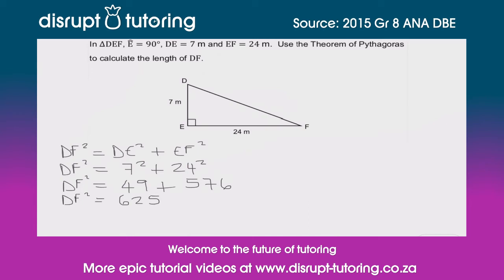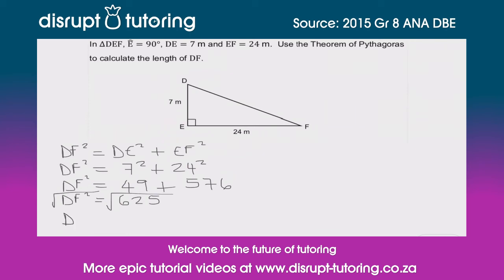Now we need to try and get this DF by itself by removing that squared. So what's the opposite of squared? The opposite of squared is square root. So we're going to square root both sides. Now, typically when we square roots, it introduces this plus and minus. We don't need to worry about the plus minus here because we know the answer can only be positive because we're dealing with a measurement. So measurements are only positive.